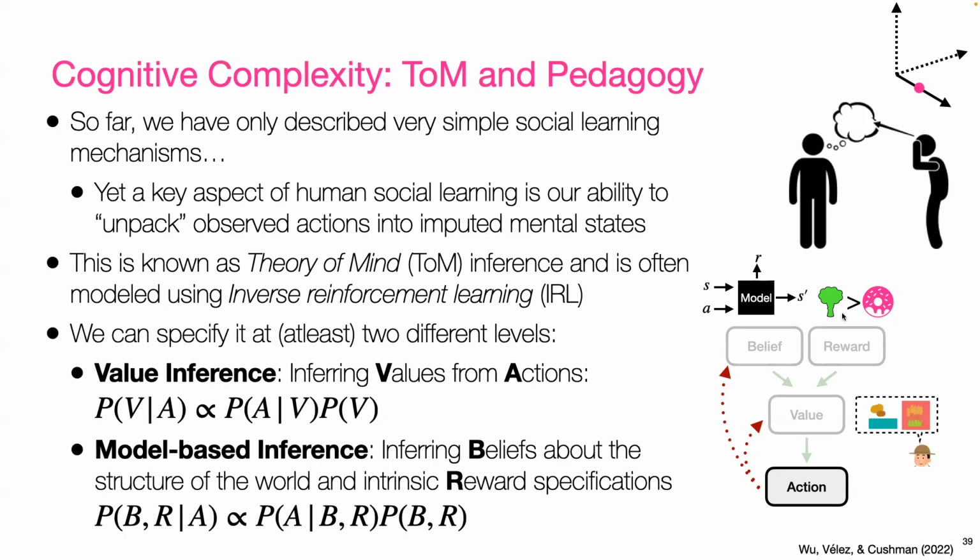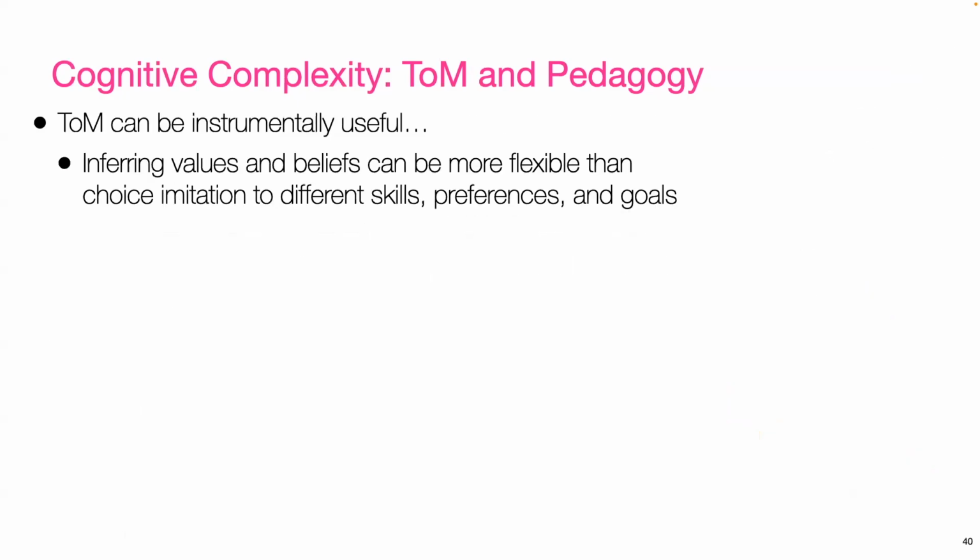We'll talk, I think in Leo and Kartik's tutorial, more about various forms of theory of mind. But here I just wanted to point out that theory of mind, of course, can be instrumentally useful. Sometimes we use it to get more from the social observations we make. You see some behavior, you learn something about what that person's beliefs are about the structure of the environment, and we can go further with that than just imitating their actions.